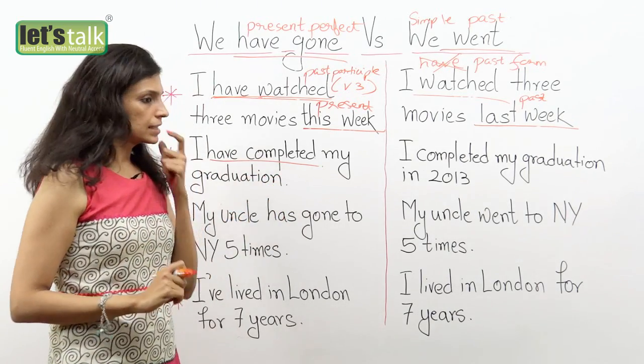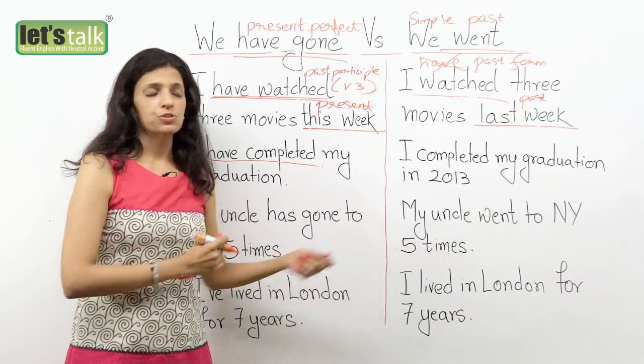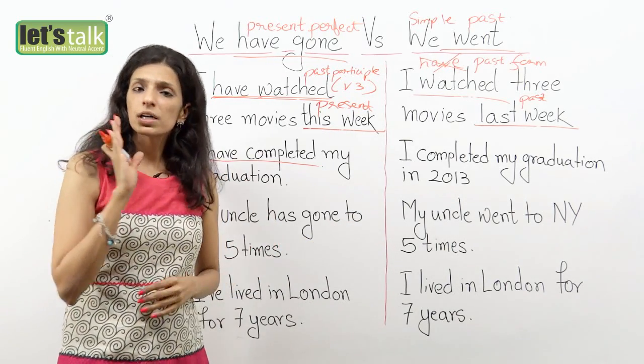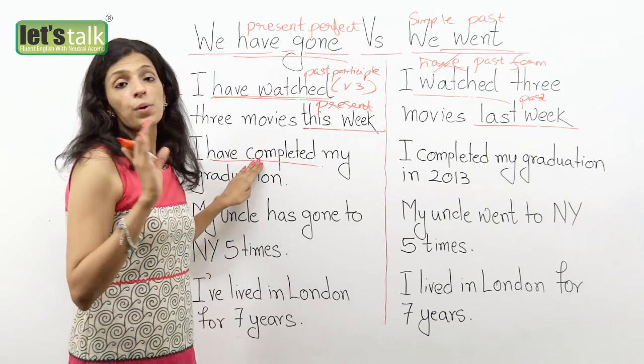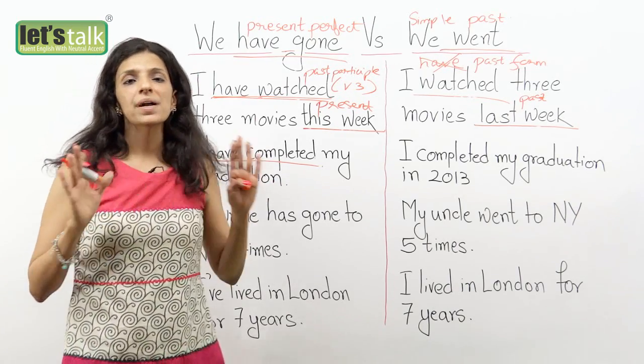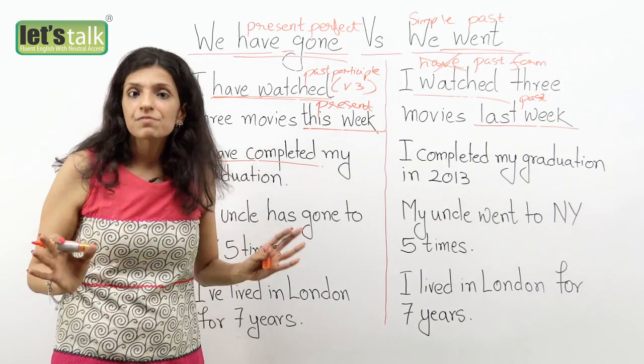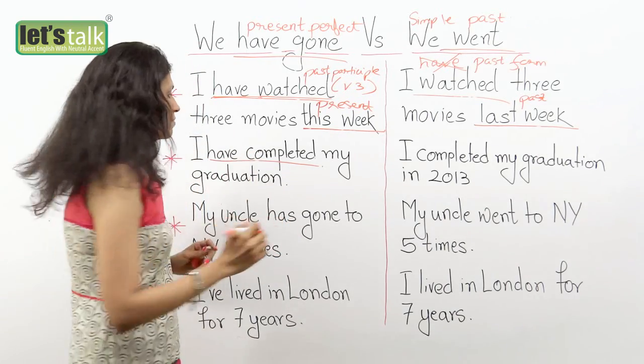Now for example, there's a new mall opened near my house. And if I tell my friend, "Oh, it's a wonderful mall, I have visited that mall, you must go and visit the mall." When I say "I have visited," I do not mention when. It could mean even day before yesterday. But the time is not specified.